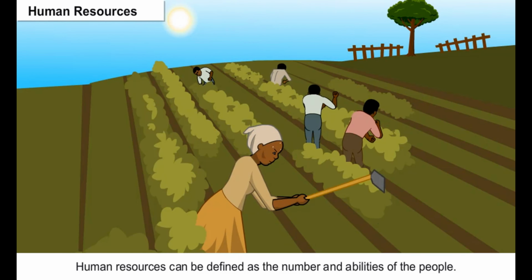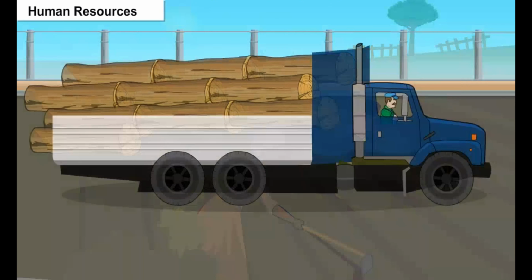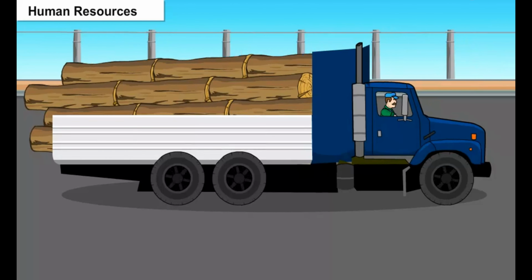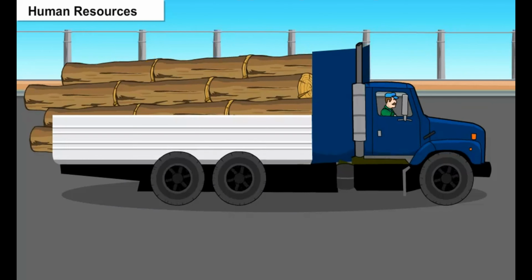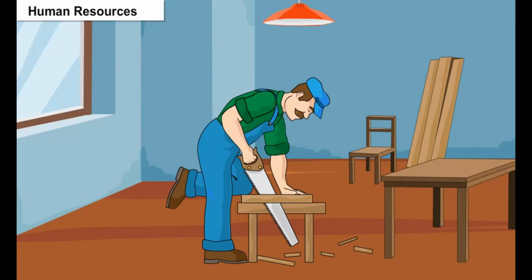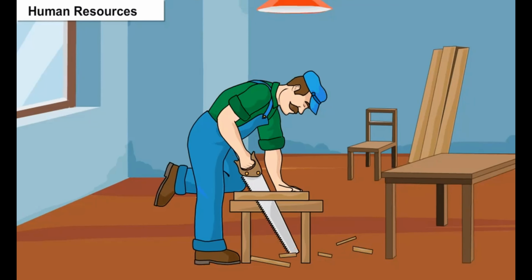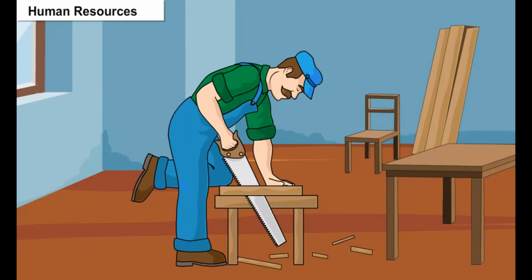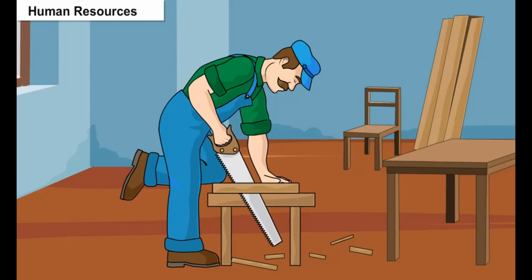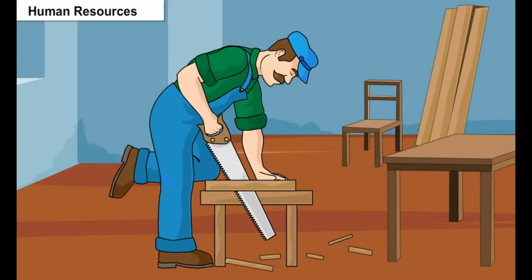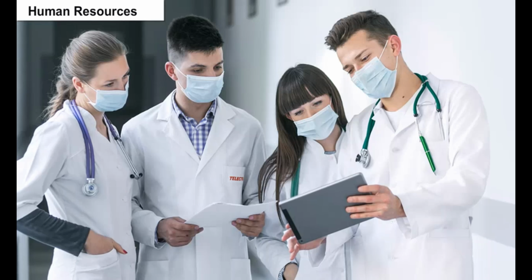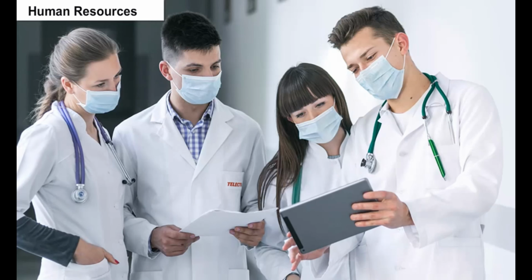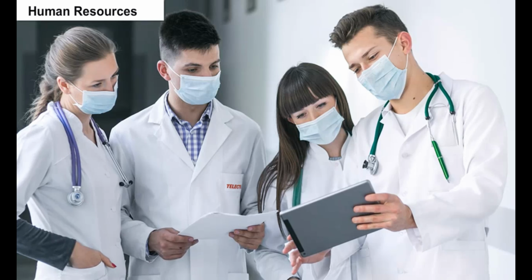Human resources. Human resources can be defined as the number and abilities of the people. With the help of human resources, that is, the skills of humans, we have transformed natural resources into valuable resources. Example, transformation of wood obtained from forest into furniture. The ability to convert wood to furniture is human resource. If we are physically and mentally fit with formal education, we can create more and more human resources.